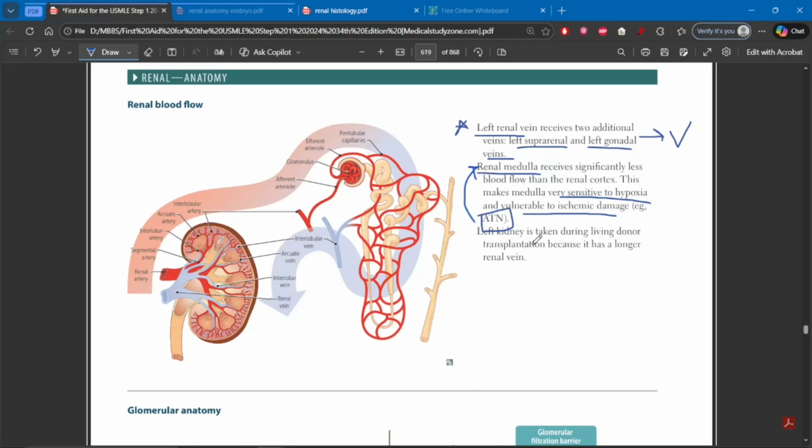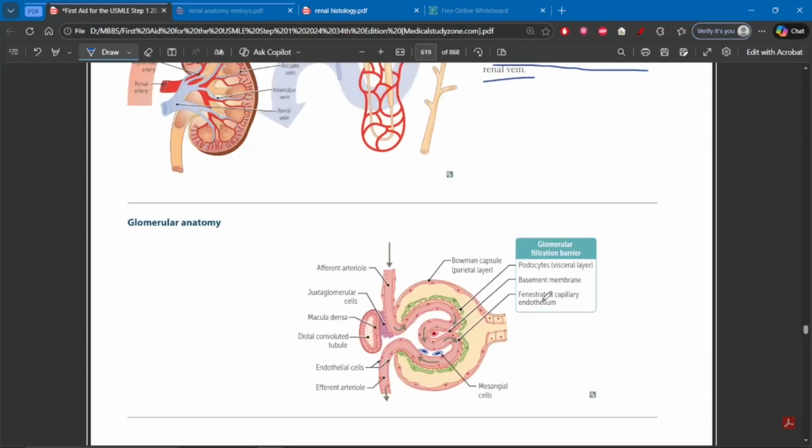So they can ask you a question of which structure is most vulnerable to damage. They can give you a scenario of a patient that is going into a condition of shock, and then they can ask which part of the kidney is most vulnerable in this patient, and the answer would be renal medulla or anything related to it. Okay, you must keep that in mind that they don't really ask straightforward questions. The answer is most probably very straightforward, but the questions they're going to ask are going to be a bit convoluted. The left kidney is taken during a living donor transplantation because it has a longer renal vein.